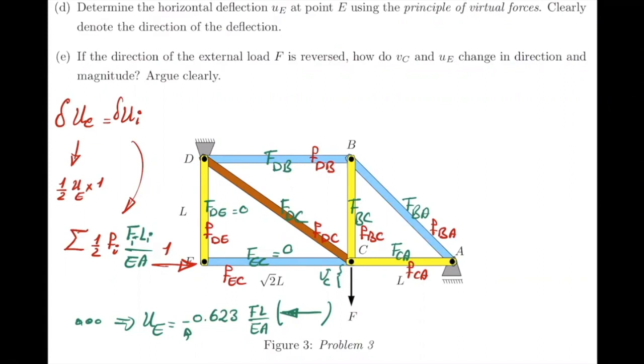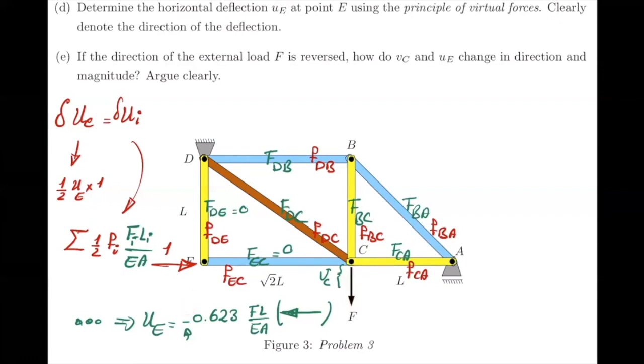Very good. So the last part of the example is fairly simple. It says if the direction of the external load is reversed, what happens to the sign of VC and UE? You can calculate, or you can answer that analytically, or you can just answer it intuitively. So intuitively, you can imagine if you have a force that is inverse, then the deflection would also be inverse in sign, right? So instead of minus, you get a plus.